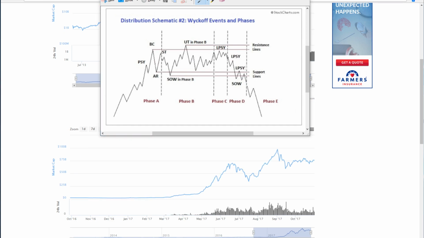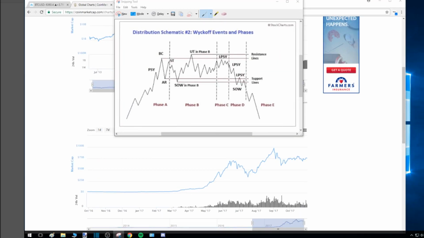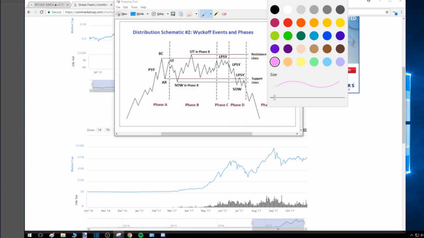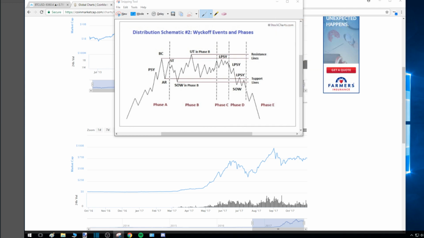So if we look at the market cap, this is just altcoins, right? So no Bitcoin. This is just the market cap for altcoins, and we notice it looks very similar to the Wyckoff events and phases, right? So this would be our PSY. This would be our buying climax. This would be our second test. This would be our sign of weakness.